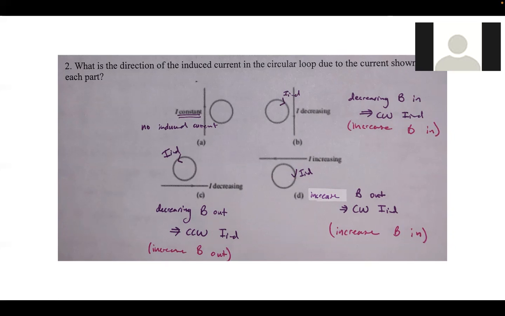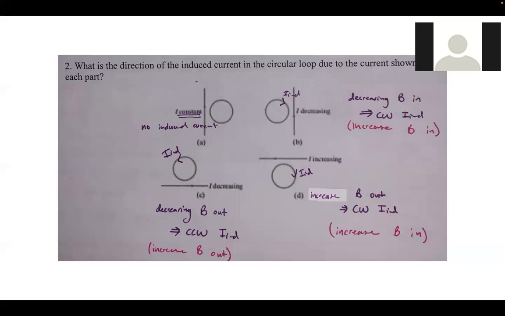So how do we oppose a decreasing B in? We need to increase B in. Therefore, it will be clockwise. So decreasing B in, we need to increase B in, and therefore we need a clockwise induced current. That little phrase I just said, that little proof, is the kind of thing you would want to write down for the one of four: decreasing B in, increase B in, and that will always have a clockwise induced current.